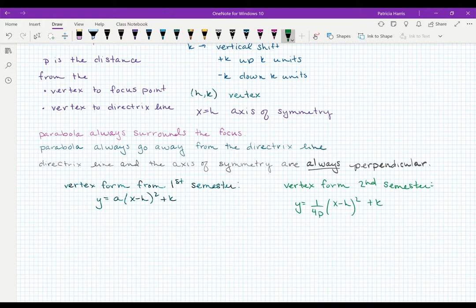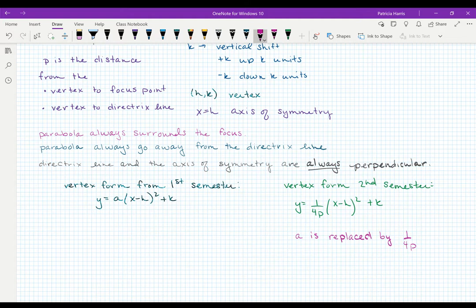Okay, so you'll notice that a is replaced by 1 over 4p. So that can make things a little confusing because you see a fraction and you kind of flip out, but depending on what the fraction is, your life could be easy or it could be kind of confusing.